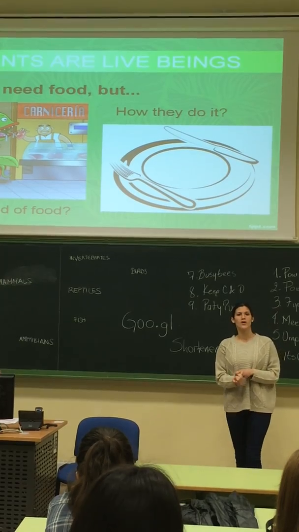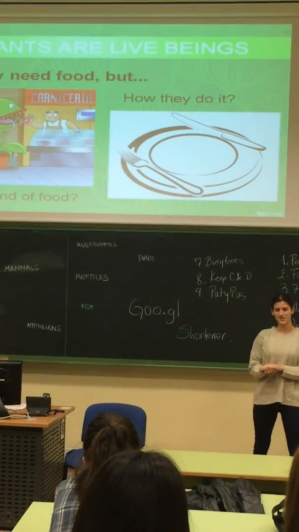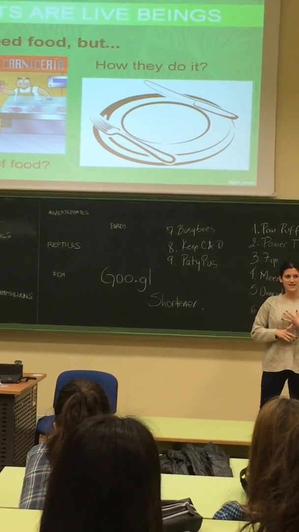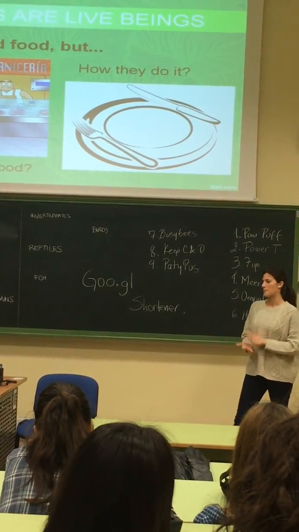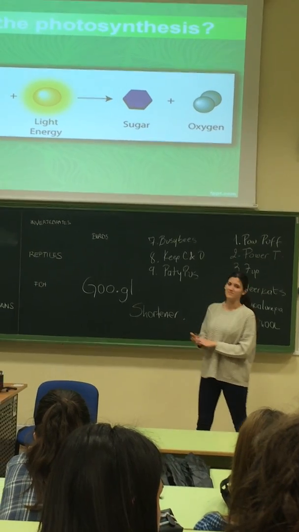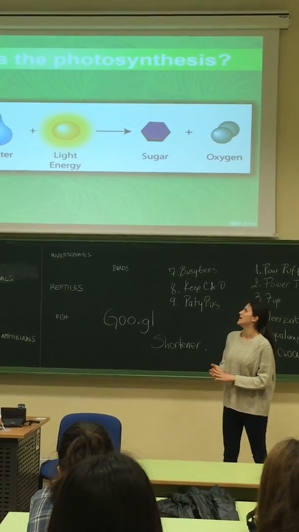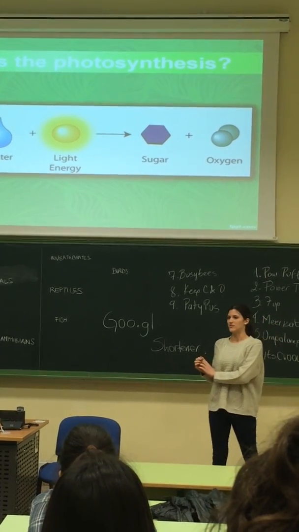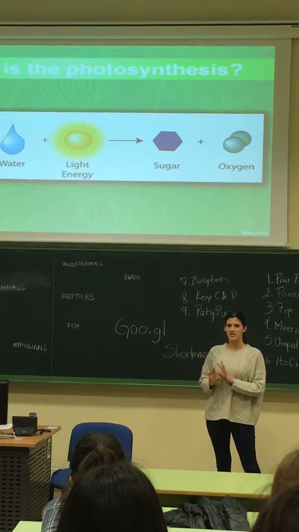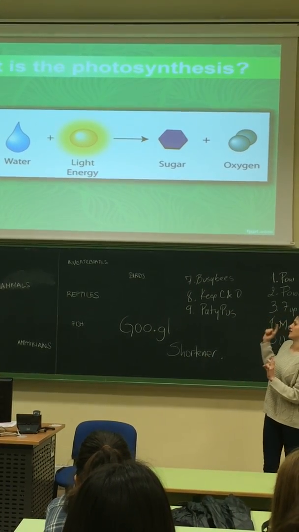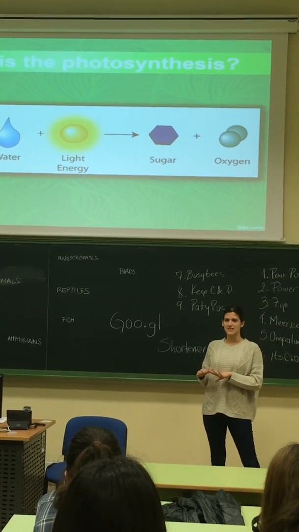As you already know, plants are living beings, so they need food to survive. But what kind of food do they need? How do they get it? They feed through the process of photosynthesis. During this process, plants transform inorganic matter into organic matter in order to obtain sugar and oxygen. But let's see it step by step.